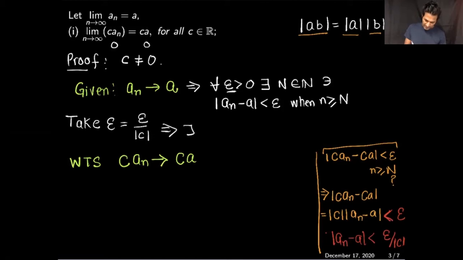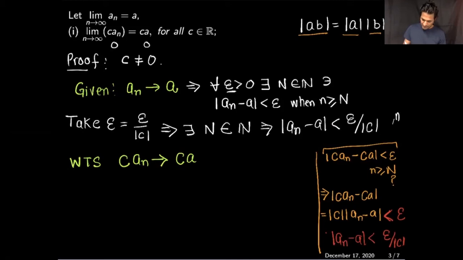So this implies that for this epsilon, because I take one epsilon here, there will again exist a natural number. I am going to stay with the same natural number. And this implies the absolute value of a_n minus a is less than epsilon divided by the absolute value of c when n is bigger than or equal to N.